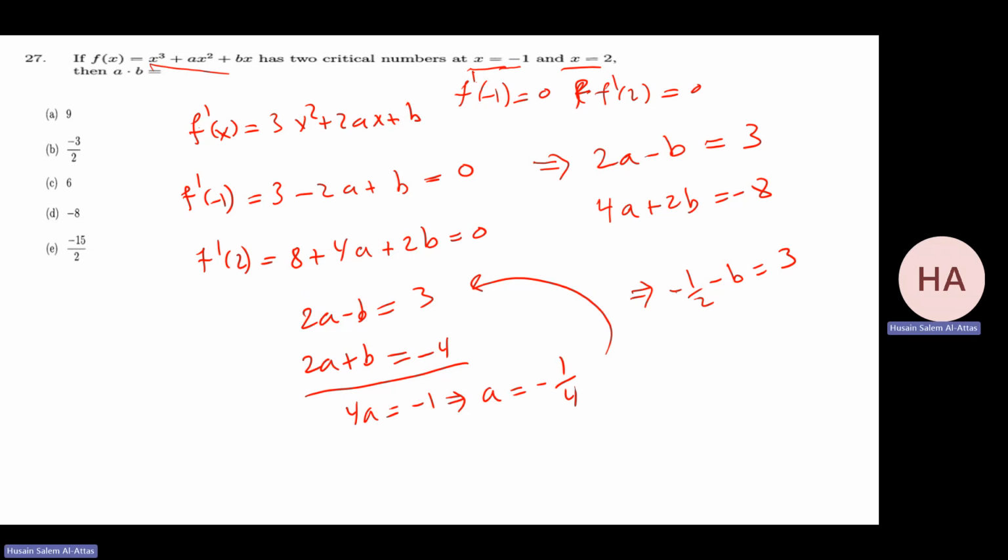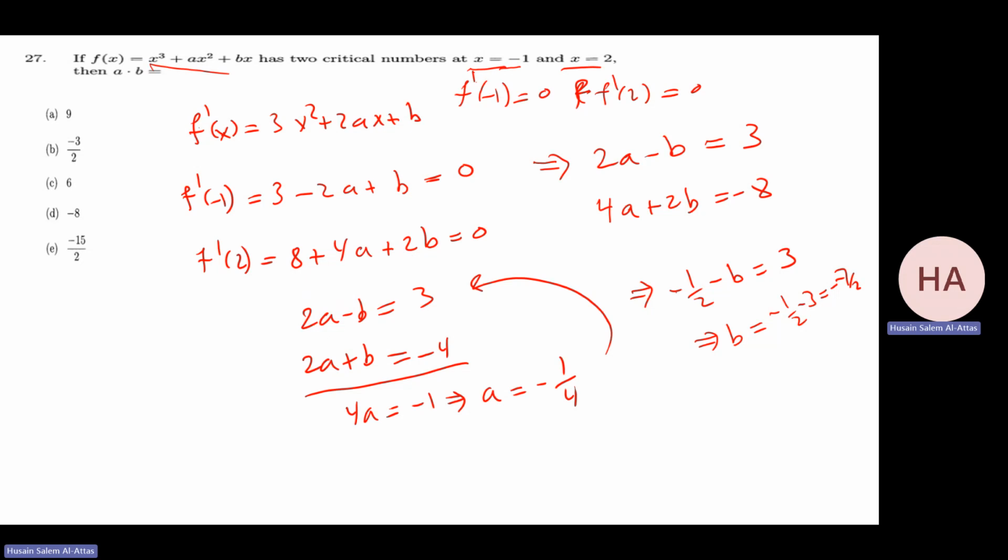Minus half minus b equal 3. That means b equals minus half minus 3, which is minus 7 over 2. There's something wrong.